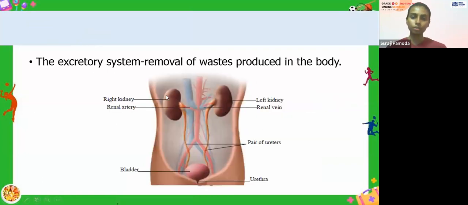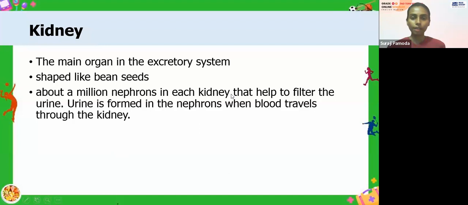Look at this picture. Look at the kidneys, right? It's like a bean seed. And there are small nephrons in it. Millions of nephrons are there. They help to form urine. So the nephrons are in the kidney. Therefore, kidney is the main organ in the excretory system. So do you have any questions regarding that?